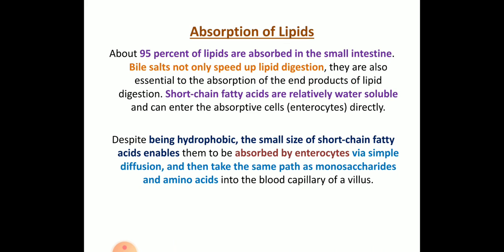So next, coming to the absorption of lipids. Lipids mainly yield fatty acids and glycerol, but where does it happen? It happens in the lumen of the intestine and into the blood. So absorption of lipid mainly occurs in the intestine.